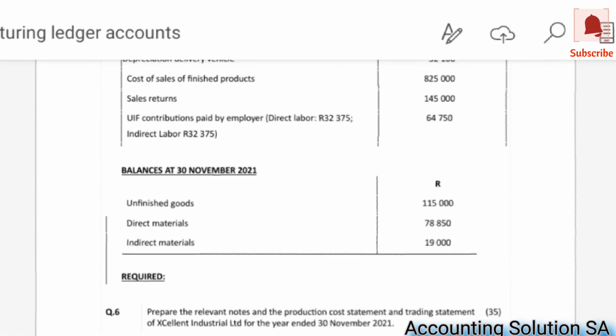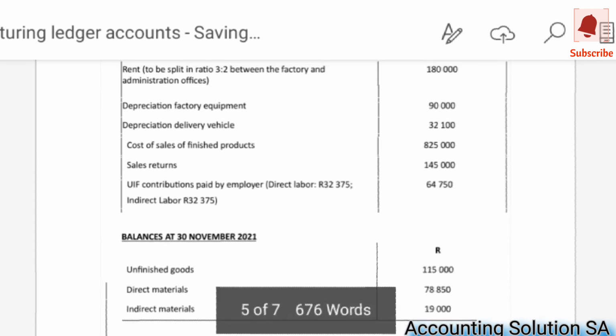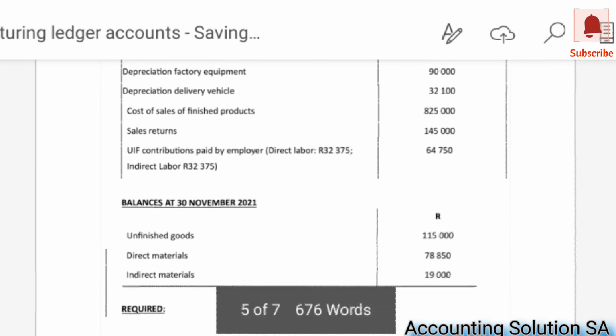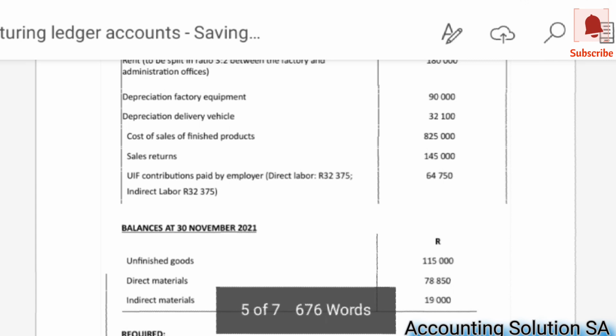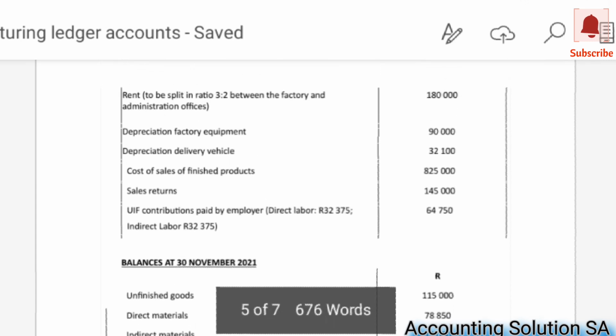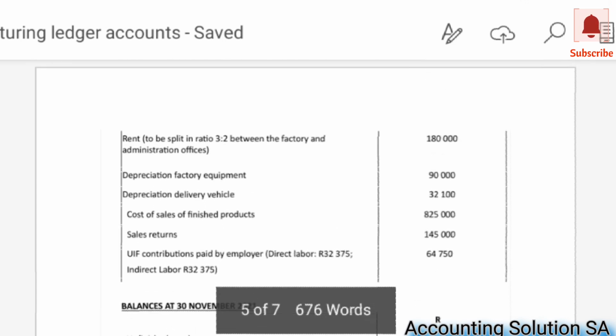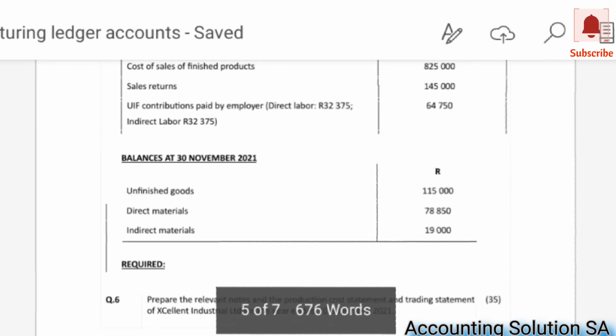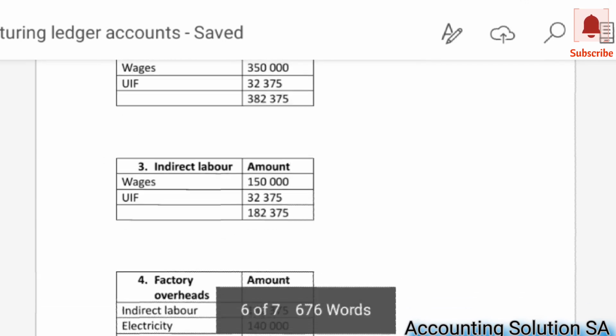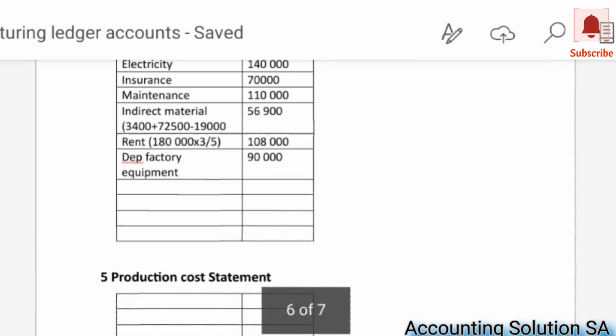Then another one we have, cost of sales of finished product, sales return, we have UIF contribution, we recorded that one. We don't have any other transaction, which means that in this case, now we have to get a total.